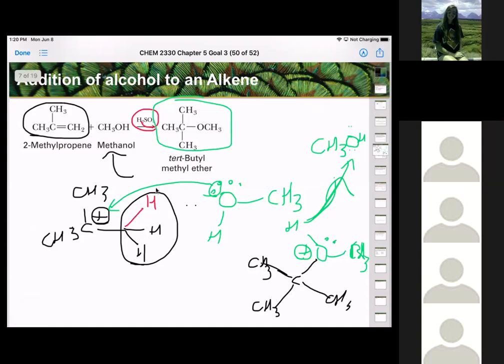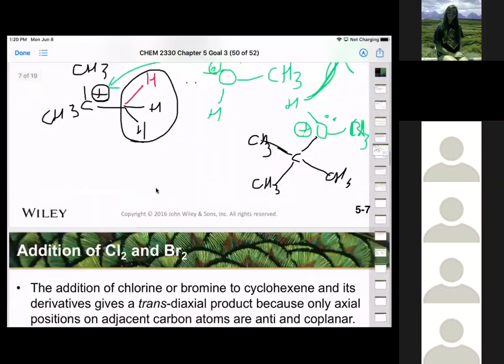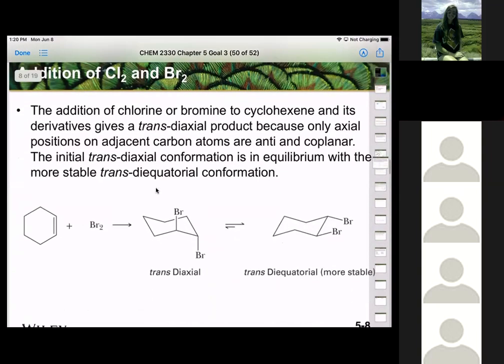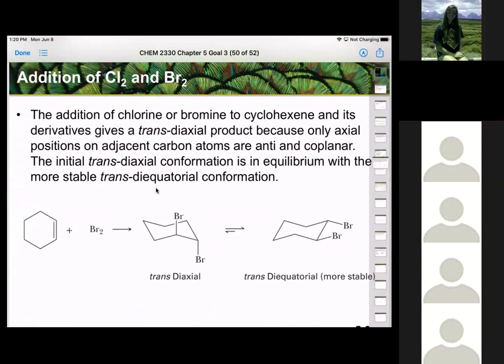Okay, so I'm glad we ran through that entire mechanism showing you where the new bonds are forming and breaking. Now let's look at the addition of the chlorine and a bromine across it, okay? When we do this, we actually ran an experiment. They ran an experiment with the cyclohexene to prove that it was anti, okay?